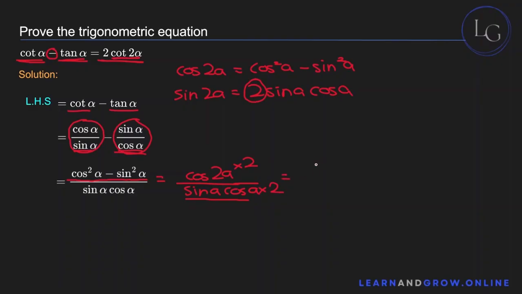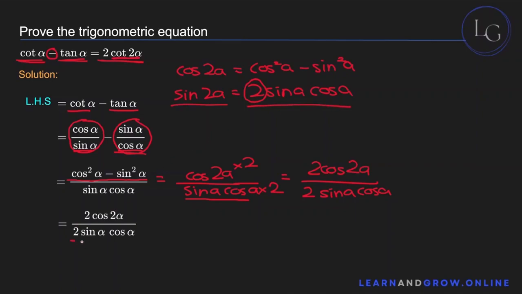And so you get 2 cosine 2a over 2 sine a cosine a, right? And now you can apply this identity in this denominator. And so you get 2 cosine 2a over sine 2a. And now cosine 2a over sine 2a becomes cotangent 2a. And so you're eventually left with this. And now you've proven that the left hand side and the right hand side are equal.